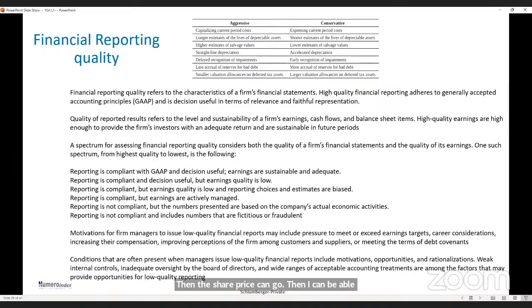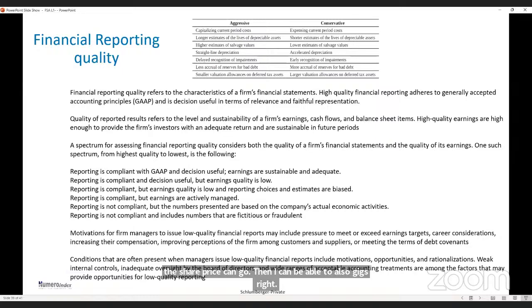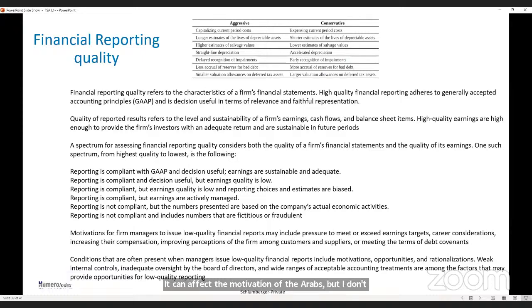So that can affect the motivation of management, but I don't expect any calculation for share-based payment at level 1. Share-based payment is a topic on its own: employee compensation, pensions. It's a huge topic in level 2. So just know that this is part of what can affect reporting quality.